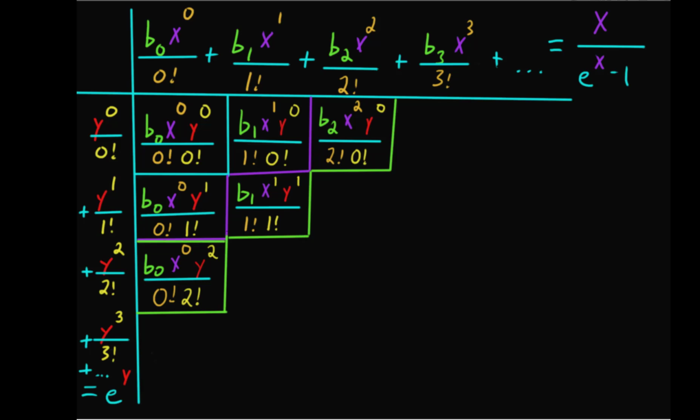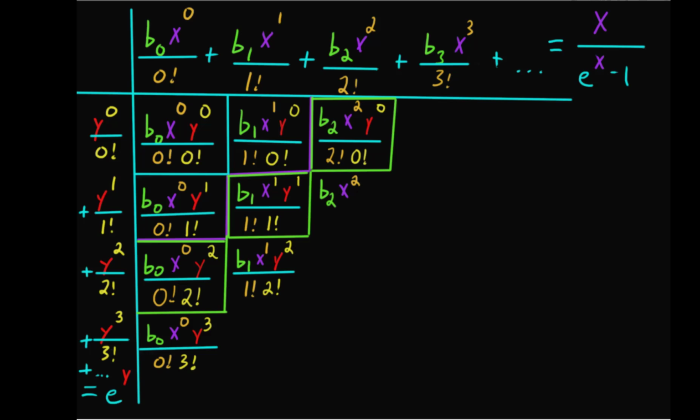I'll put a box around that diagonal, and then I'll just do one more diagonal. Starting on the bottom left, we have b sub 0 times x to the 0 times y cubed all over 0 factorial times 3 factorial. Then moving up and to the right, we have b sub 1 times x to the first times y squared all over 1 factorial times 2 factorial. Moving up and to the right again, we have b sub 2 times x squared times y to the first all over 2 factorial times 1 factorial. And then finally, we have b sub 3 times x cubed times y to the 0 all over 3 factorial times 0 factorial. So I'll put another box around that diagonal.